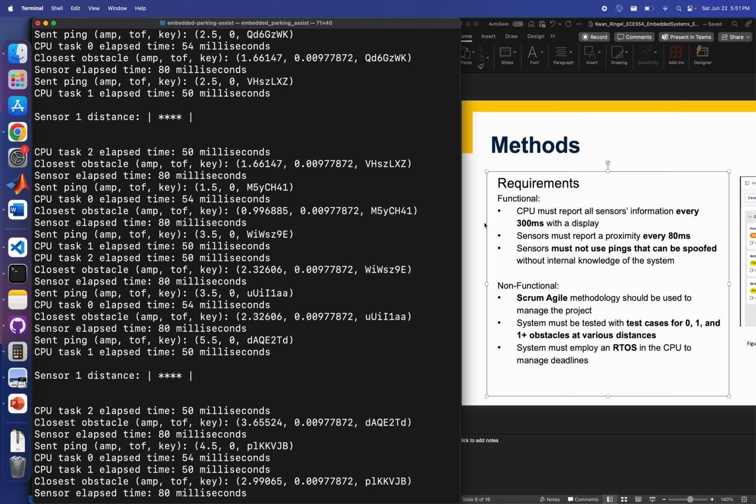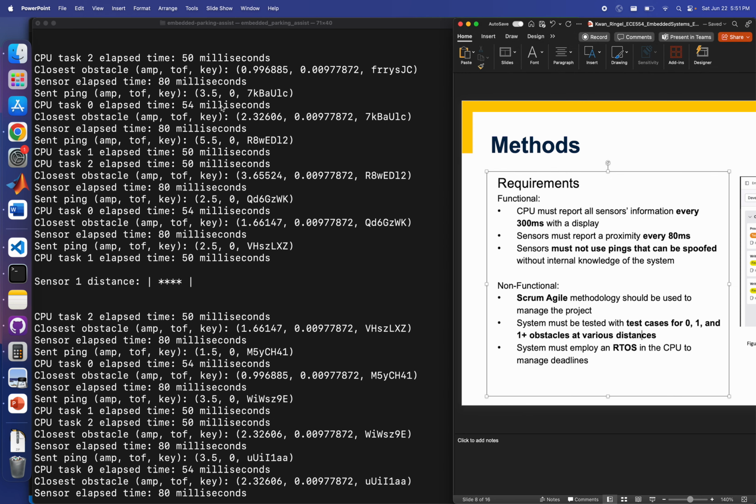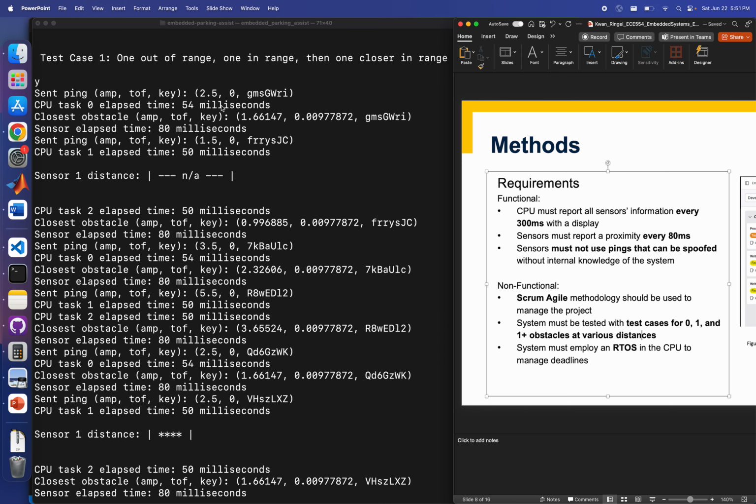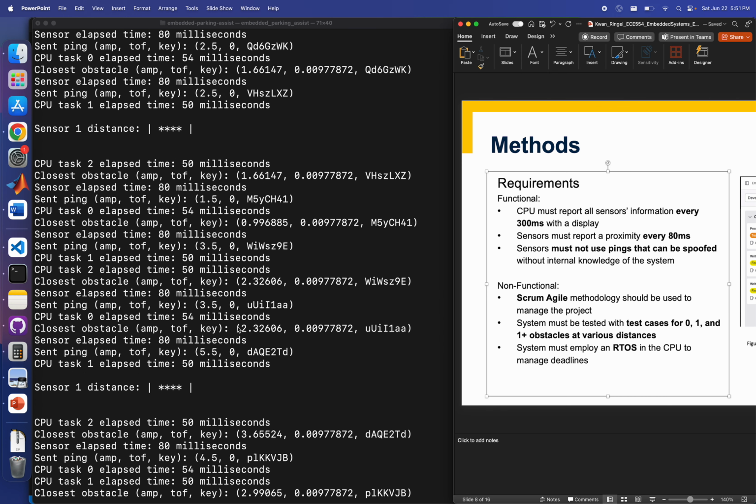and the next message came in. Next, sensors must report a proximity every 80 milliseconds, which you saw here because this is timed from the beginning of the function call to the end. Sensors must not use pings that can be spoofed without internal knowledge of the system. No jammer was introduced in this one, so we'll take a look later. The Scrum methodology, and then the system must be tested for test cases for 0, 1, and 1 plus obstacles at various distances. Here we checked off 1 obstacle and then 1 plus obstacle at various distances.